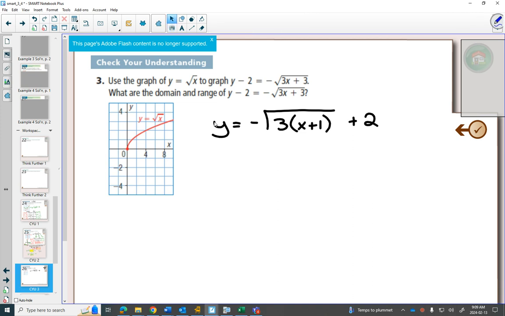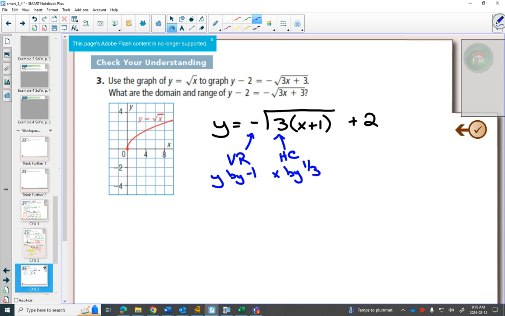So now when I'm labeling things that I see here, that's outside, that's a vertical reflection. Algebraically, that's going to multiply my y value by -1. X's are liars. This is a horizontal compression, not a horizontal stretch. We're going to multiply our x by 1/3. Horizontal translation, again, X's are liars. This is going to go 1 to the left, not 1 to the right. And finally, a vertical translation, 2 up.